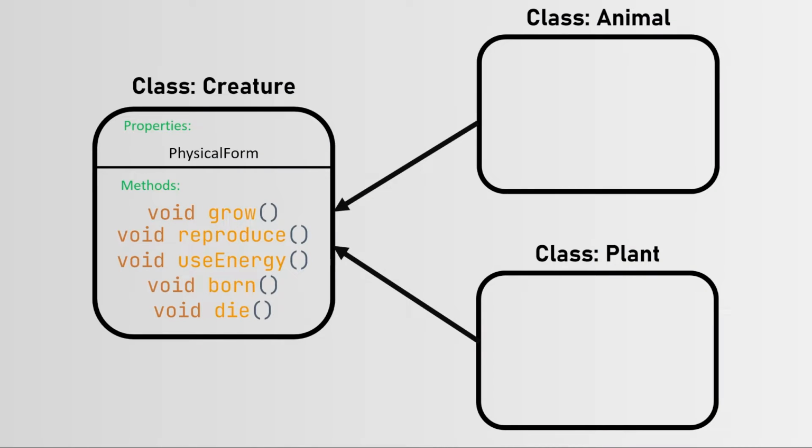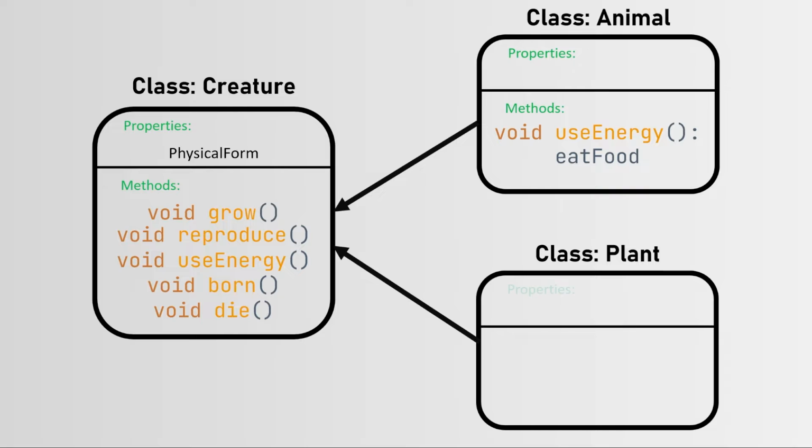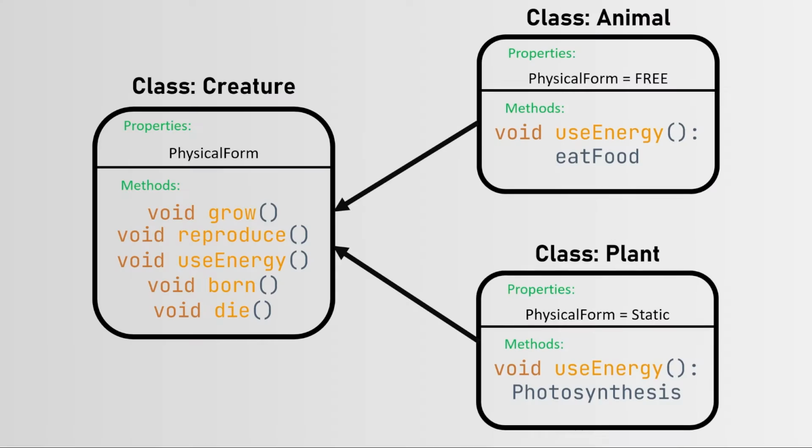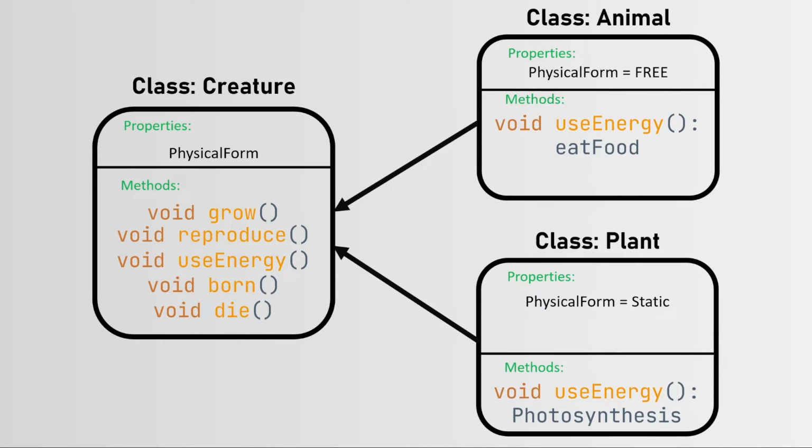For example, the use energy of animals could be rewritten to consume food and for plants to do photosynthesis. The physical form of animals could be free and for plants static, because plants don't move, right? We can also add more properties and methods to each of these subclasses that weren't in the parent class. For example, we could specify a color property for plants and a move method for animals.